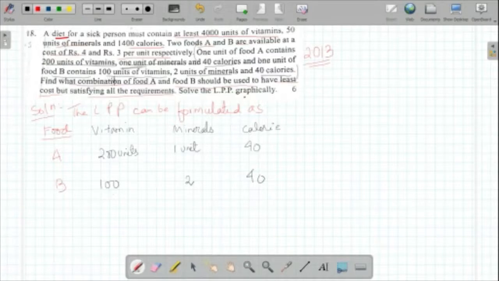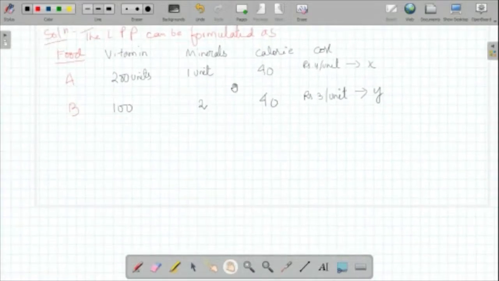Now we are going to find what combination of food A and food B to use. And then one more is the cost. What is the cost here? 4 rupees per unit for A, and 3 rupees per unit for B. So let's say x for A and y for B, that is, x units of A and y units of B are mixed.